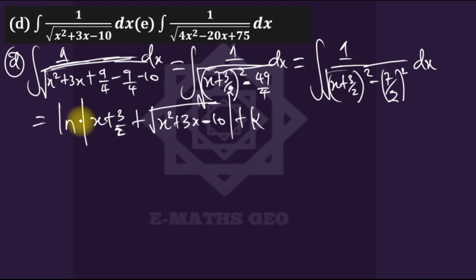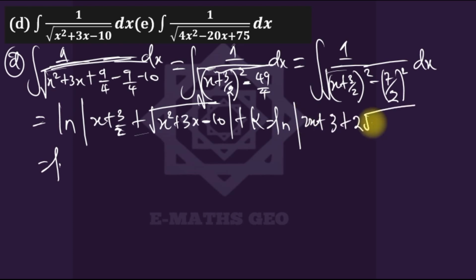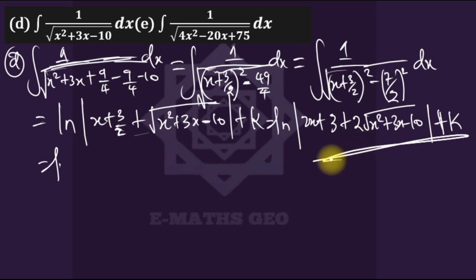by multiplying by 2. We can decide to multiply both by 2, you know this is over 1, so 2 times, that is 2x plus 3 plus 2 root of x squared plus 3x minus 10, over 2. But we know that ln 2 is a constant, so no need, plus k. So that is the neater answer.